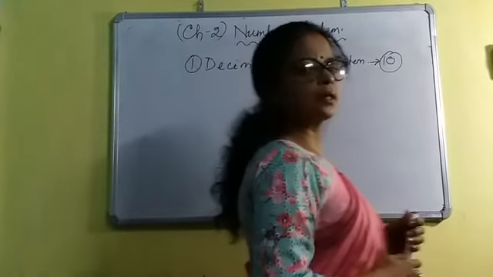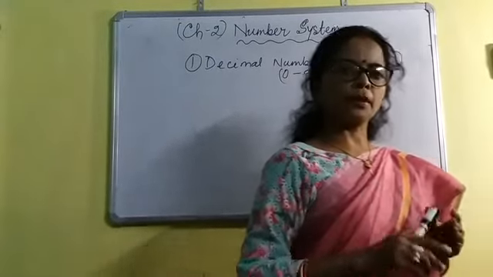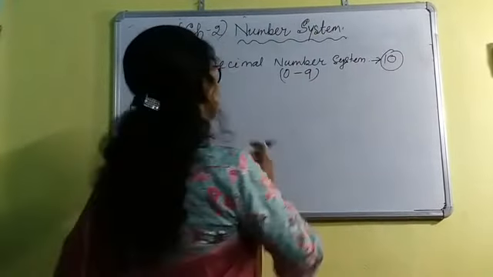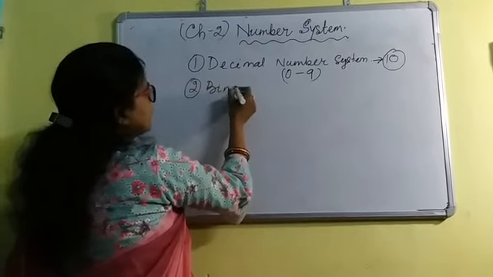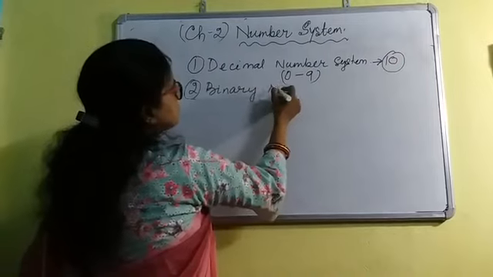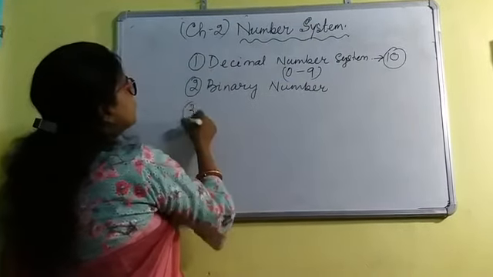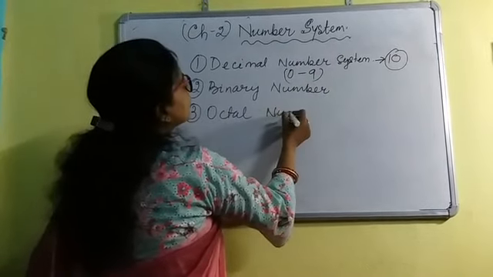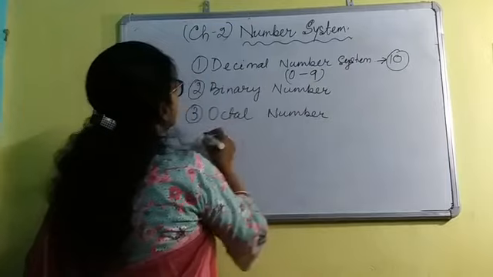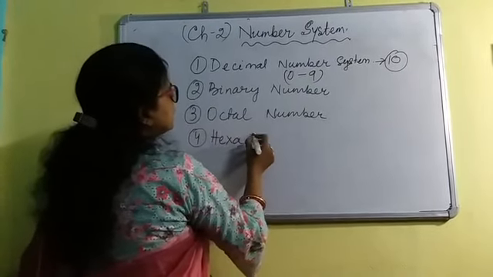Generally, a computer system comprises 4 number systems. Number 1 is decimal, the second one is the binary number system, the third one is octal, and the fourth one is the hexadecimal number system.